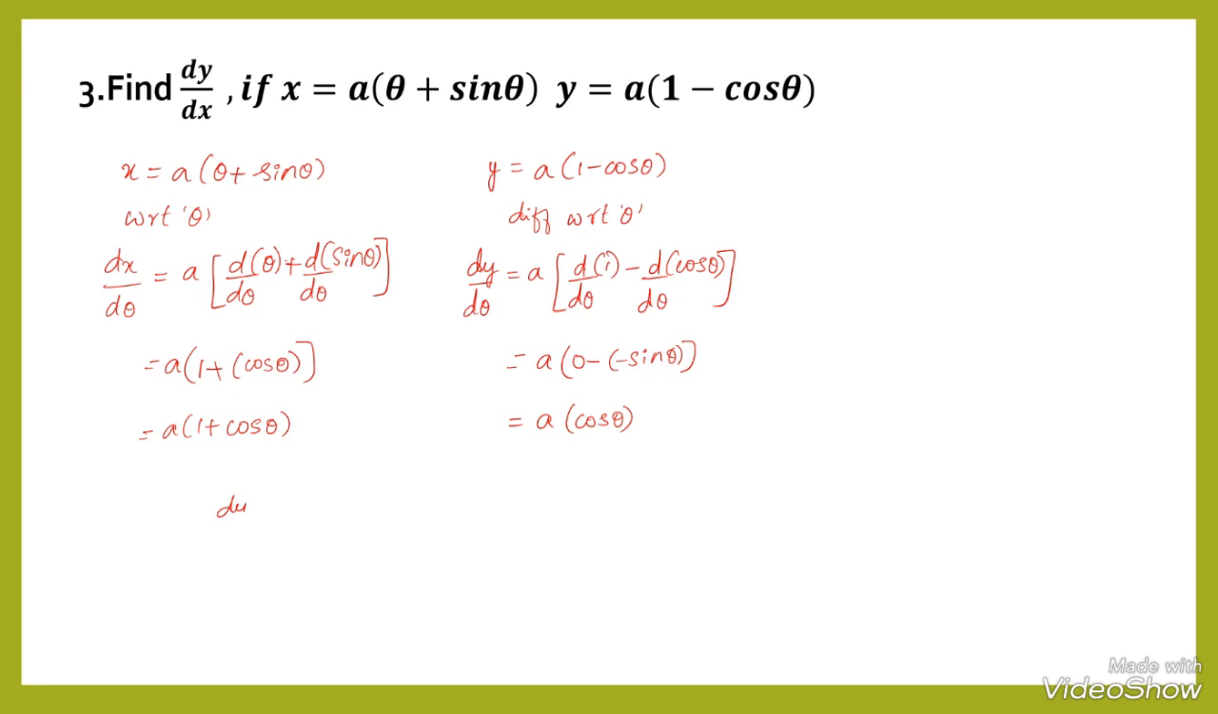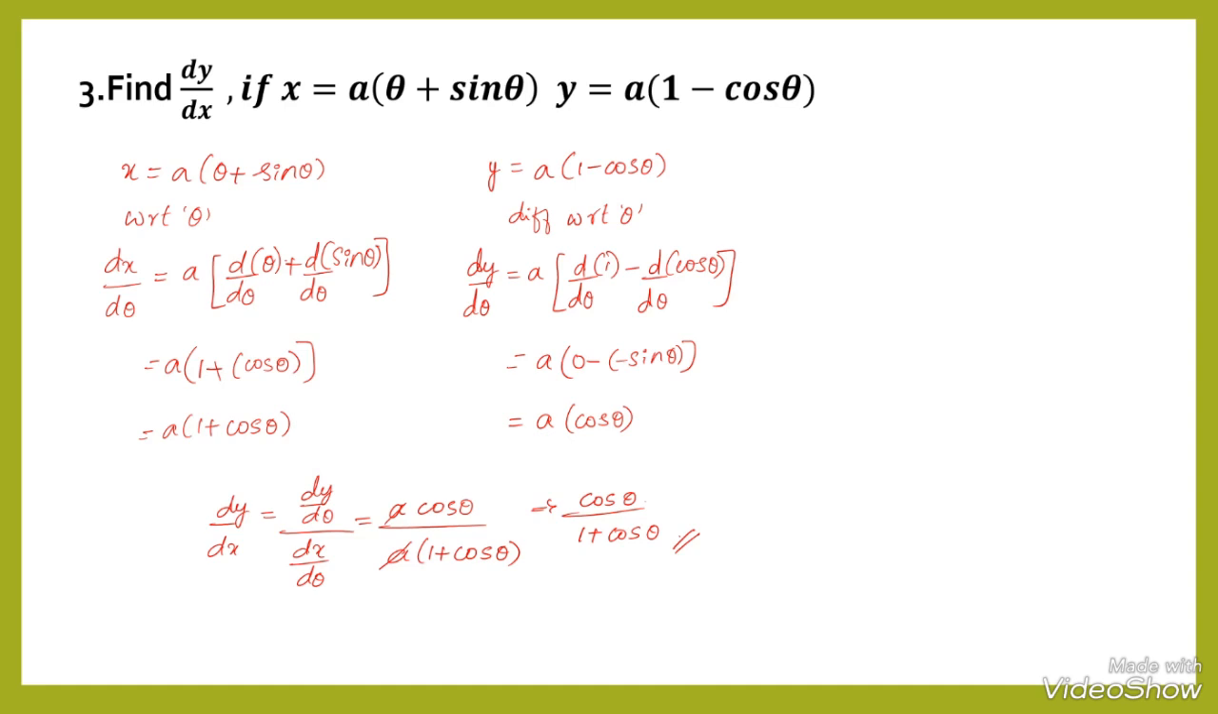We want dy by dx. That's why I am taking dy by d theta whole divided by dx by d theta. Substituting their values, we will get a sin theta divided by a into 1 plus cos theta. Here a get cancelled. We have sin theta divided by 1 plus cos theta. Okay, this is the solution.